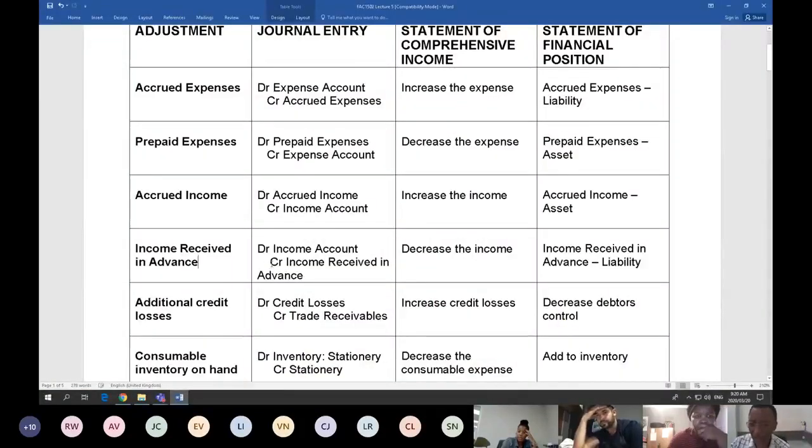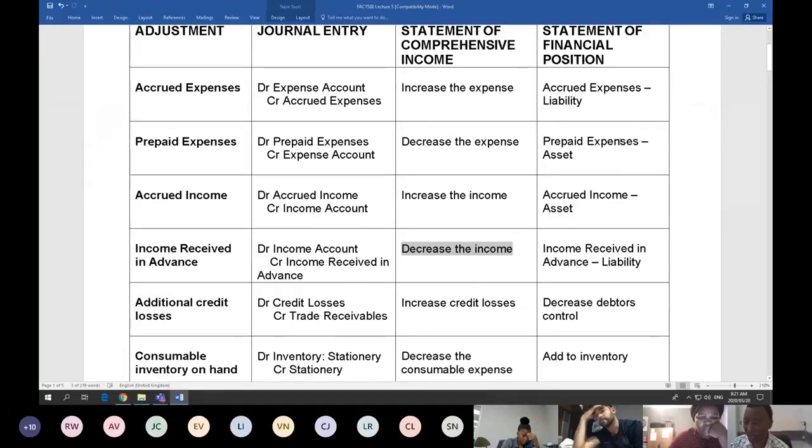Income received in advance is classified as a liability. So if you are going to record the entry in the journal, liabilities increase on the credit side, so you will credit your account income received in advance, and your income account must be debited. Because you debit your income account in your statement of comprehensive income, your income, like rental income, is too much. Therefore, it will have to decrease.